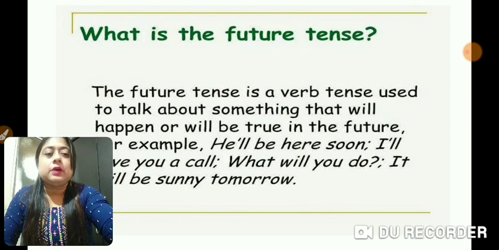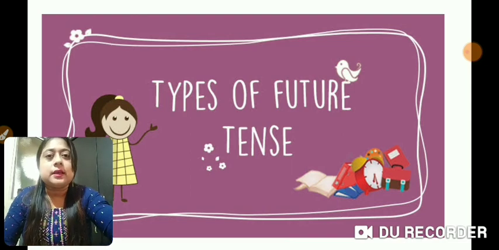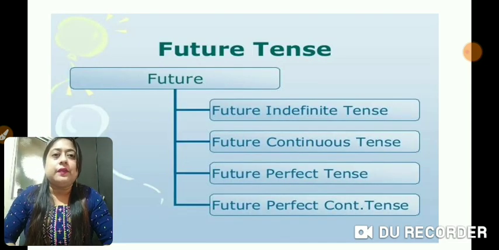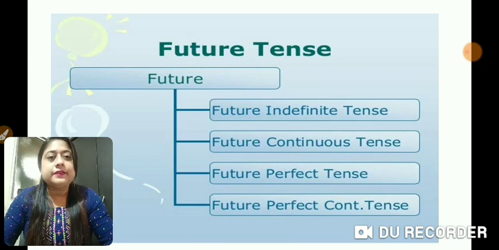Now we will see about different types of future tenses. We can categorize future tense into different types. What are those different types? Let us see. The first one is future indefinite tense, that is simple future tense. We say it as future indefinite tense also. The next one is future continuous tense or future progressive tense. The next is future perfect tense and future perfect continuous tense. Now one by one we will study its different types.